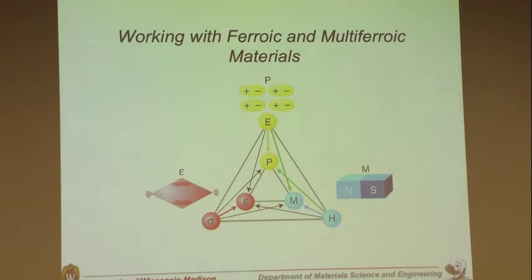In these ferroic and multiferroic oxides, this is from a paper by Nicola Spaldin and Manfred Fiebig. I forgot to copy the reference on here. You can imagine that you have the polarization here, and you can change it by applying an electric field, or you can change the magnetization by applying a magnetic field H. You can change the strain by applying a stress, but you can also change the strain by changing the polarization, and around and around. Everybody with me so far?